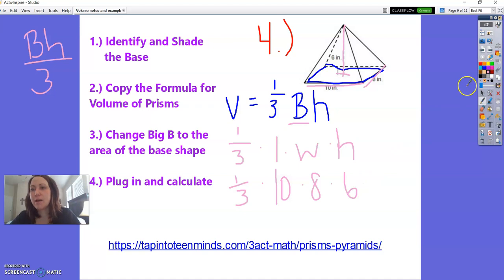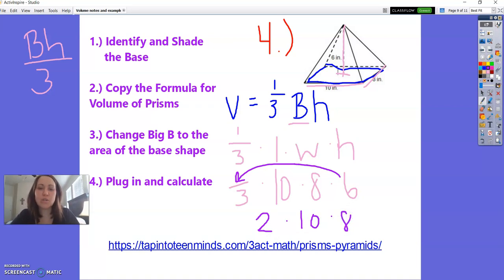The next thing I'm going to think about is I want to get rid of this fraction. And I showed you over here that we could divide by 3. So I'm thinking to myself, is 10, 8, or 6, are any of those divisible by 3? Yes, I could do 6 divided by 3. So that's what I'm going to do. 6 divided by 3 is 2. So now that's so much easier than thinking about a fraction if I can get rid of that fraction.